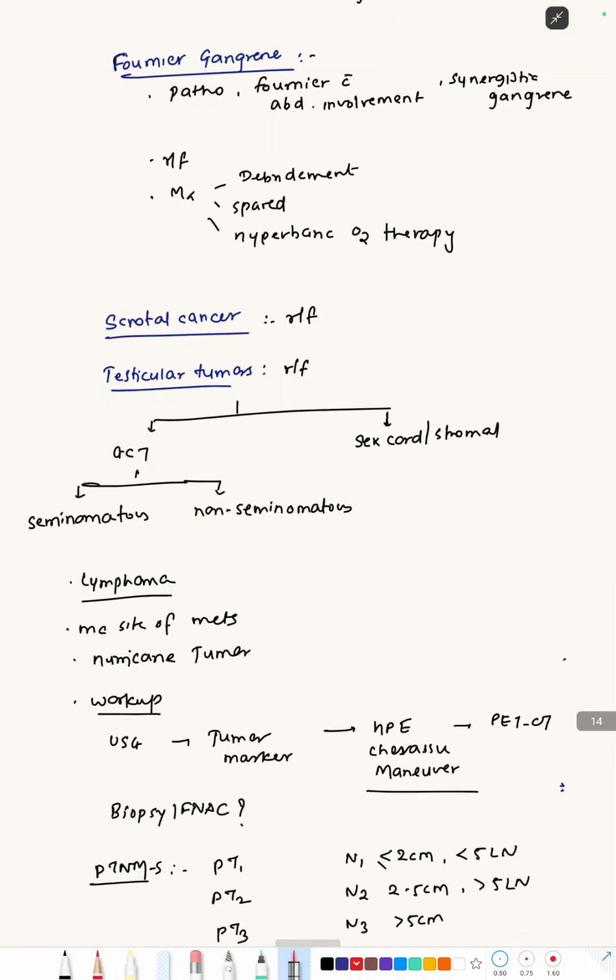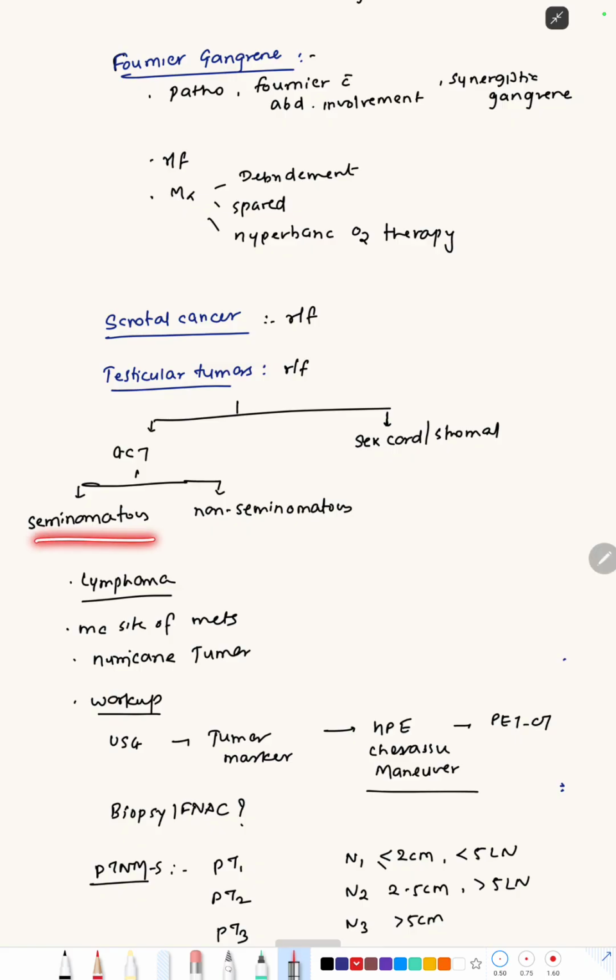Now, testicular tumors are divided into two: germ cell tumors and sex cord stromal tumors. Sex cord stromal tumors include the Sertoli cell tumor and the Leydig cell tumor. Sertoli cell tumor, it is feminizing tumor. It will lead to gynecomastia. While Leydig cell tumor is a masculinizing tumor, and that will lead to precocious puberty in males.